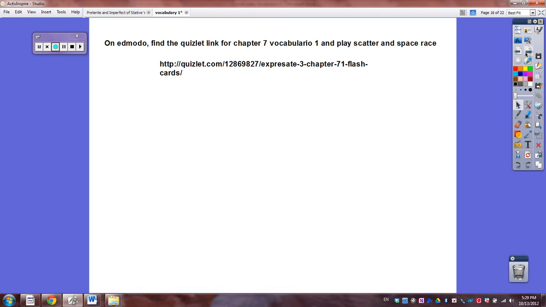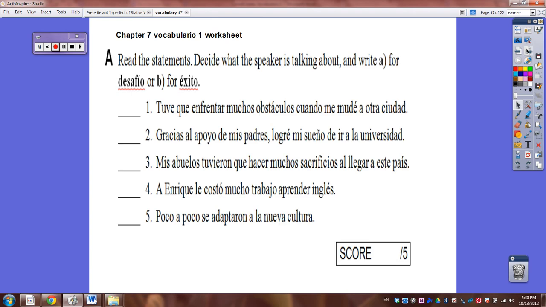Alright, the next thing you're supposed to do is go into the Quizlet link for Edmodo, this is in Edmodo for the chapter 7.1 and play Scatter and Space Race. So go ahead and pause and do that. That's the link right there. Alright, now that you have done that, it is time to do our Vocabulario 1 worksheet.